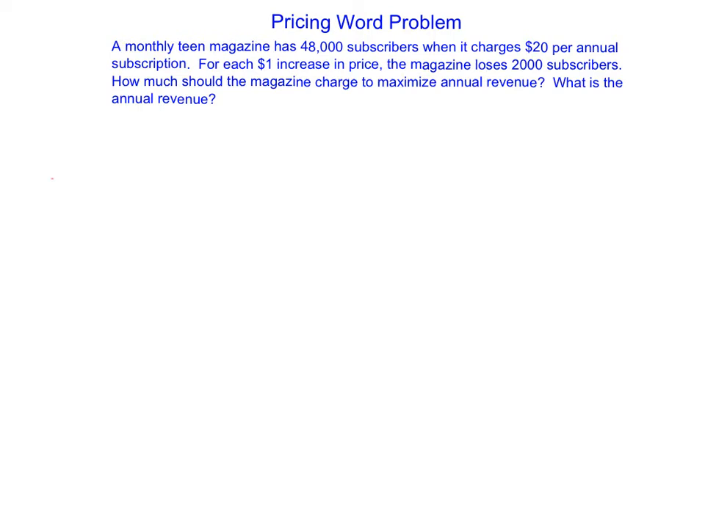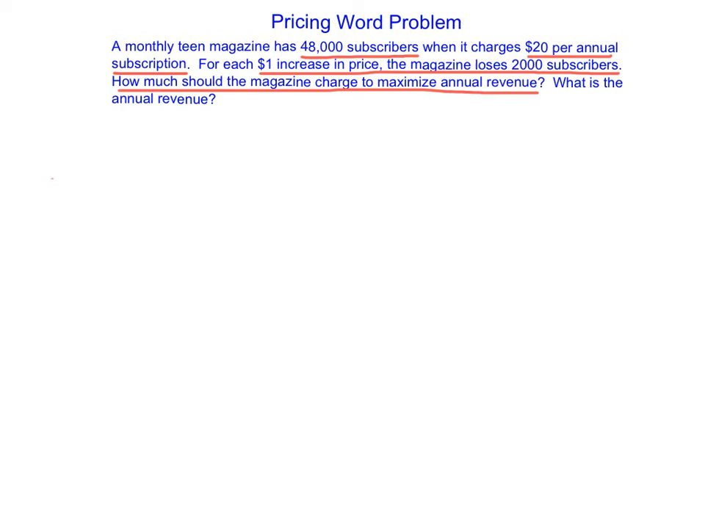Here we see that a monthly teen magazine has 48,000 subscribers when it charges $20 per annual subscription. For each $1 increase in price, the magazine loses 2,000 subscribers. How much should the magazine charge to maximize its annual revenue, and what is the annual revenue at this time?